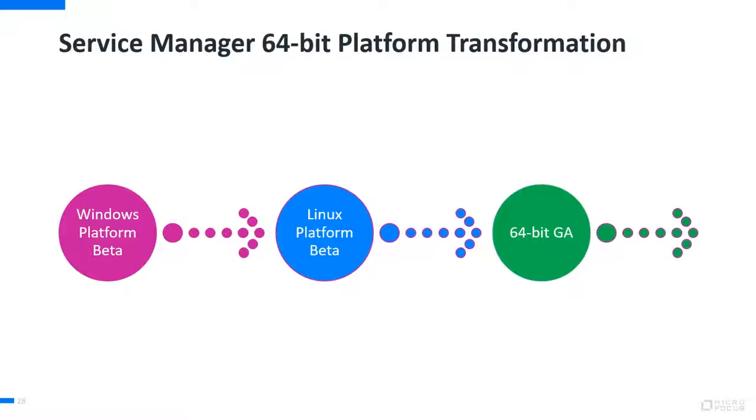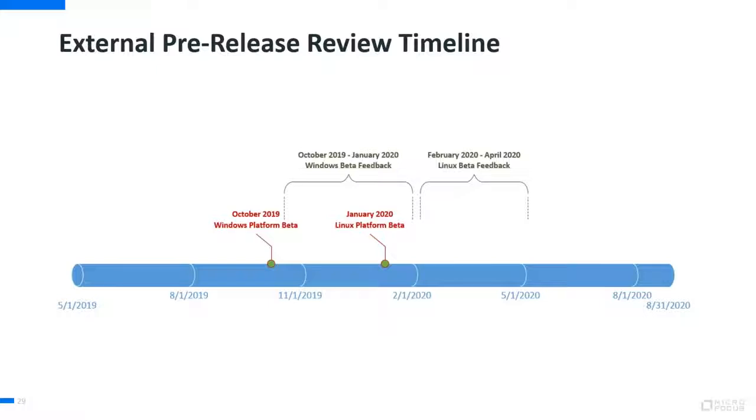As you can see on the current screen, it is a platform transformation, and we plan to start our Windows platform beta first, and then continue to expand it to the Linux platform, and afterwards next year we plan to make this 64-bit support GA in the Service Manager side. Around the timeline for the Windows platform, we understood that it is the more commonly used platform compared to Linux. Although we also have many SM install base on Linux, we would like to start with Windows first.